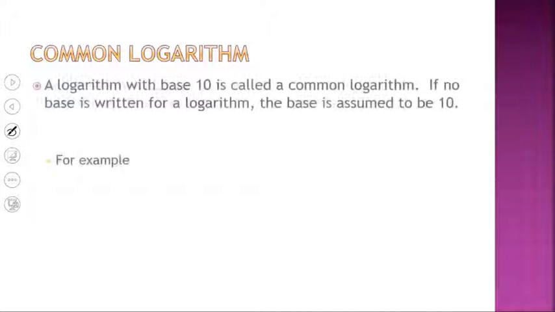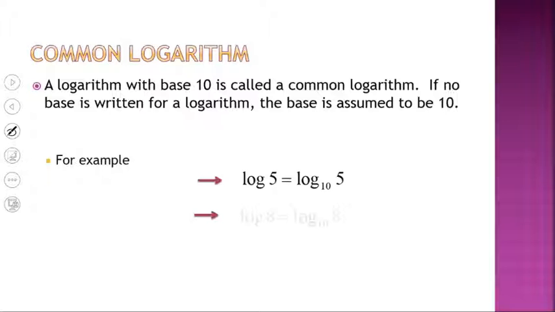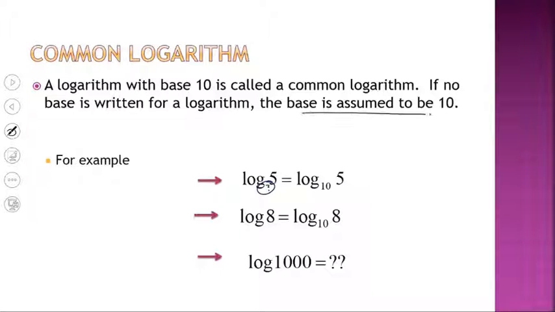And the last thing, before we end it here, is a common logarithm. A common logarithm is any logarithm with a base of 10. It's called a common logarithm because we don't typically see the base. You'll see in these examples, it just says log 5. It doesn't have a base here. That's because if there is no base, we assume that base to be 10.